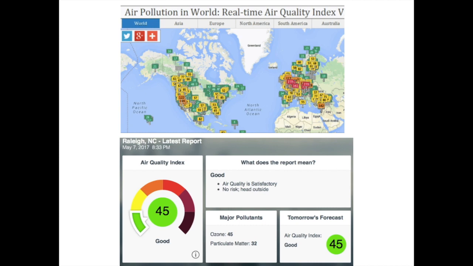Okay, here's Raleigh. This was a couple years ago. The pollution index very low. Okay, so the pollutant's very low in the particulate matter. So there's that word particulate. There's microscopic solid or liquid particles.